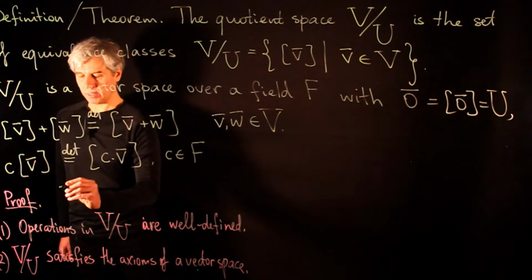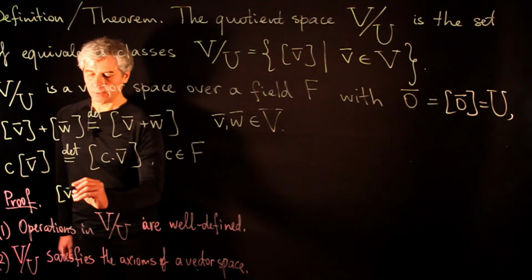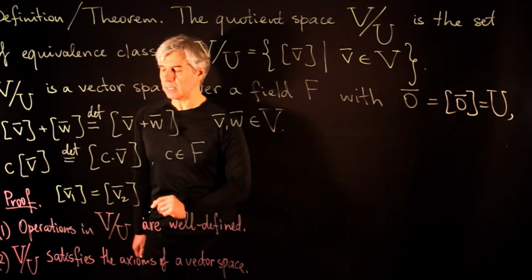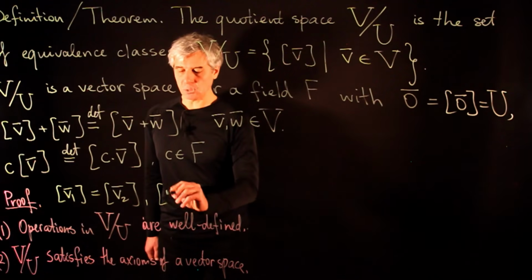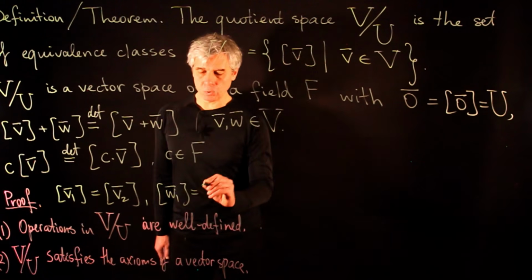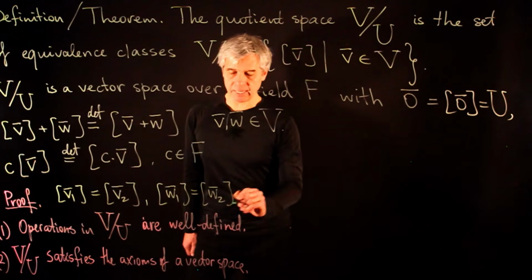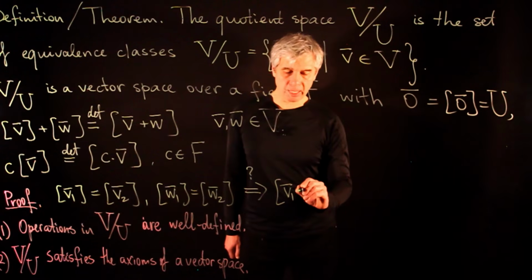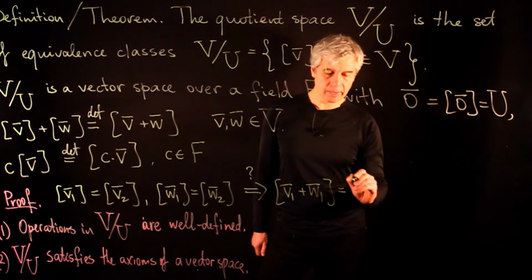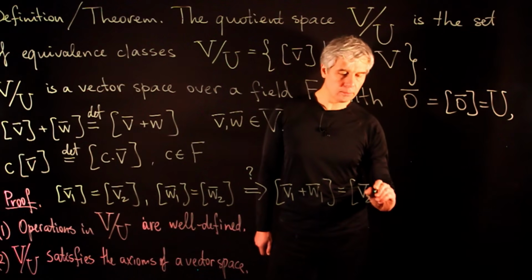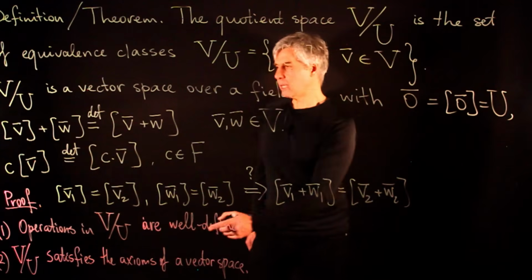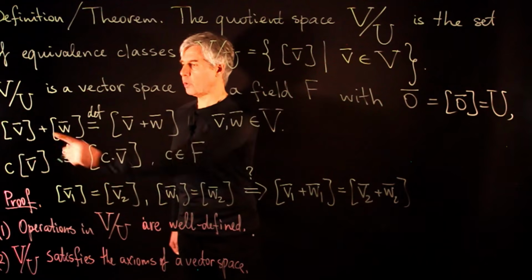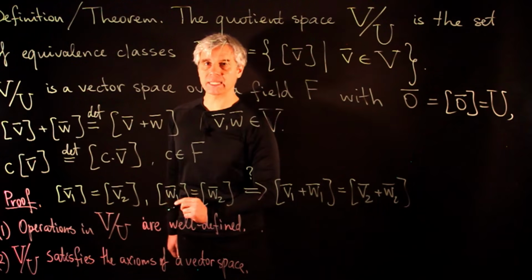So this means the following: if we have two vectors v1, v2, such that the equivalence classes are the same, and if we have two vectors w1 and w2 also with equal equivalence classes, then we need to show that the equivalence class of v1 plus w1 is the same as the equivalence class of v2 plus w2. This would mean that addition given by this rule is well defined. So that is, it does not depend on the choice of the representative in our equivalence class.